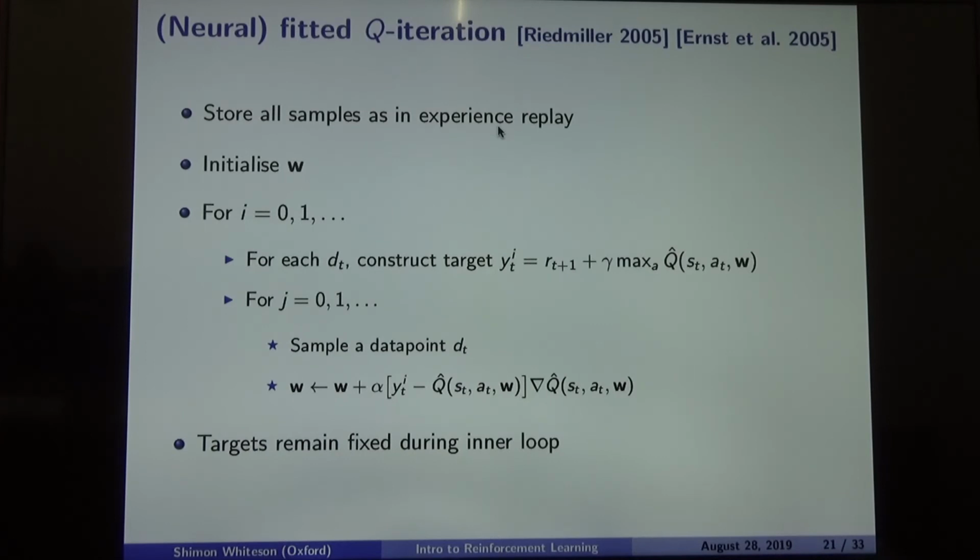We store all our samples just like we would in experience replay. We initialize the weights of our function approximator to whatever we like. Then, on each iteration of the algorithm, for each data point that we've collected, remember, a sample of state, action, reward, next state, we construct a target. The definition of this target depends on exactly what reinforcement learning algorithm we're using. Here we're doing fitted Q iteration, so this is like Q-learning, and our target is based on the Q-learning update rule. It's a sample reward plus a discounted maximization over the value of the next state.